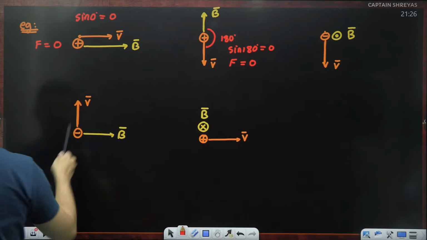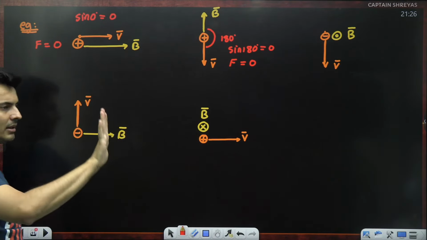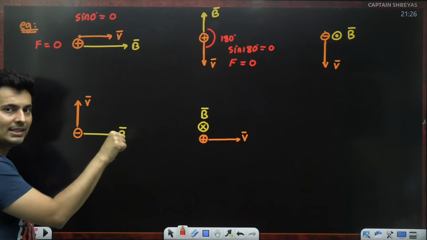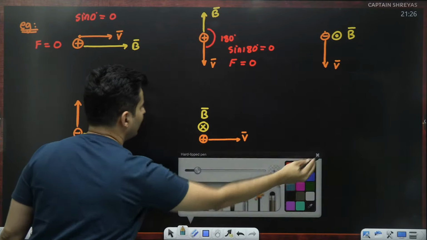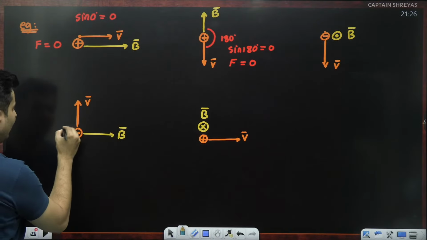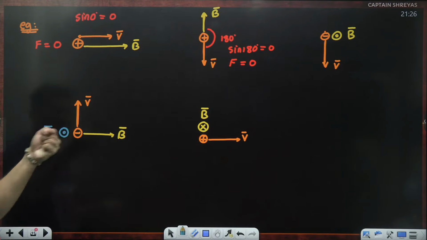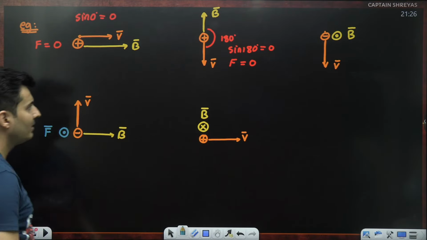Making sense? In this case, if you see, velocity is up, magnetic field is towards right, V cross B will make your thumb go inside, but it's a negative charge. So multiplying it with a negative number, you will get the vector coming towards you. So the force is coming towards you, out of the plane. Velocity cross B goes inside, the negative charge will flip it.